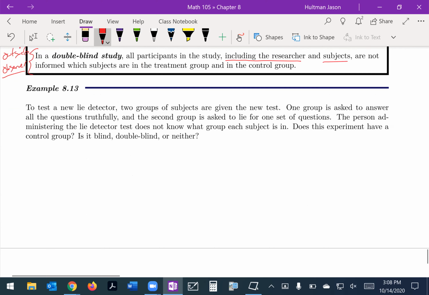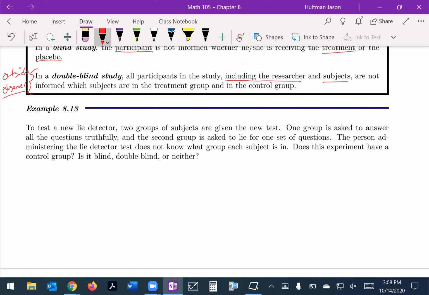Last example. To test a new lie detector, two groups of subjects are given a new test. One group is asked to answer all the questions truthfully, and the second group is asked to lie for one set of questions. The person administering the lie detector test does not know what group each subject is in. Does this experiment have a control group? Is it blind, double blind, or neither? So is there a control group? What's the control group?